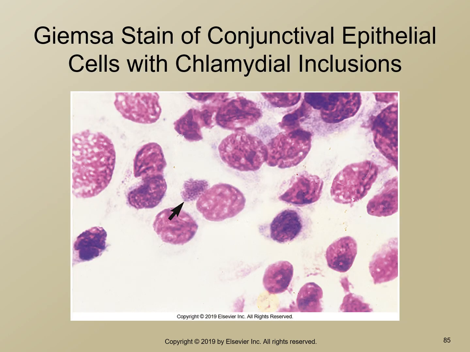This figure is showing a Giemsa stain of conjunctival epithelial cells with chlamydial inclusions. The black arrow is indicating one of the chlamydial inclusions. The Giemsa stain can also be used to provide information on the types and numbers of inflammatory cells present and the condition of the epithelial cells.